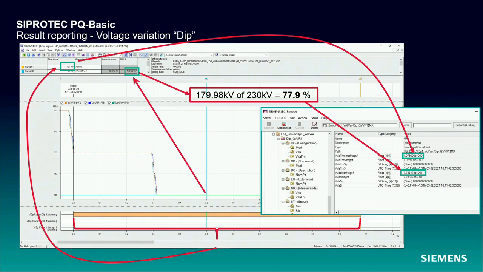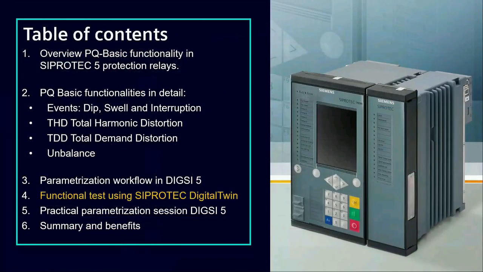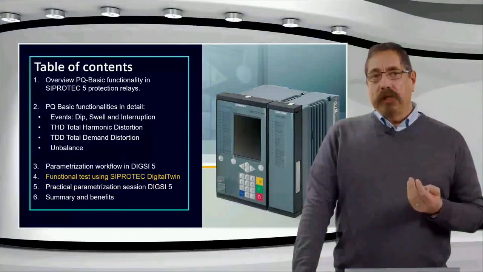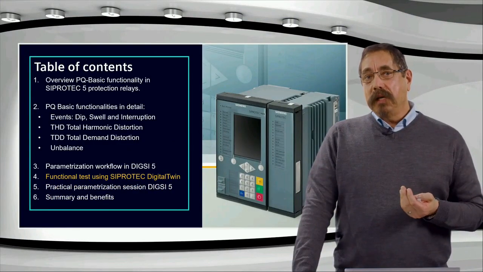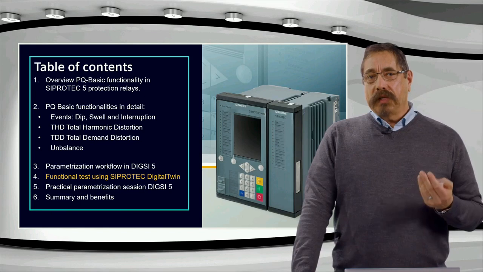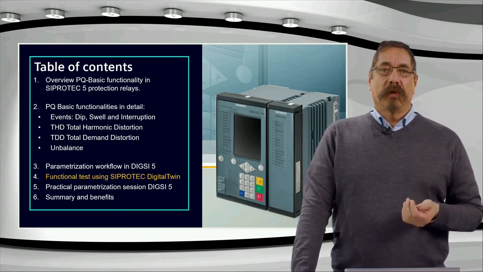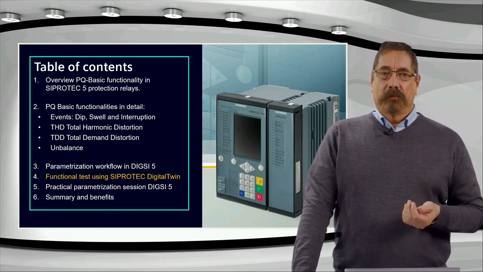Although that evaluation result fits one-to-one to the information in the IEC 61850 reporting. Before we go into a short break, let me explain how to test a voltage dip using the digital twin.